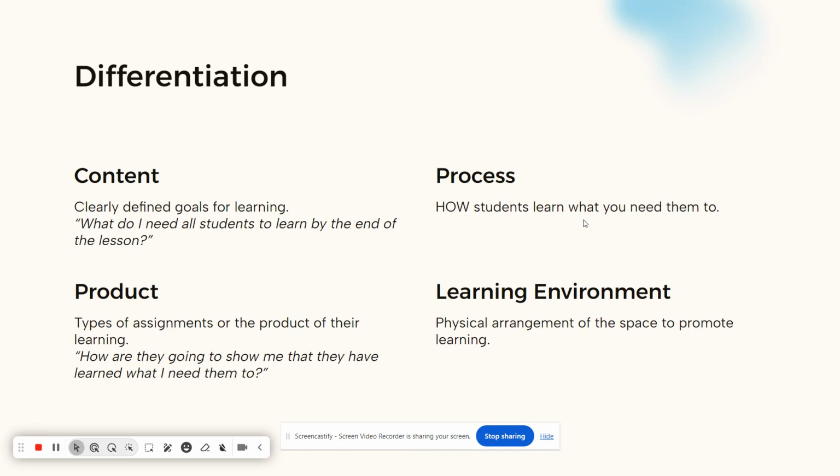The next step is the process, how students learn what you need them to. And that is where your activities come in. And that's where differentiation, again, can come in.